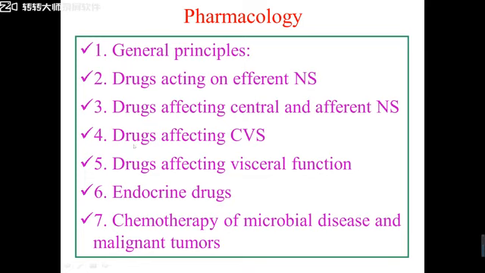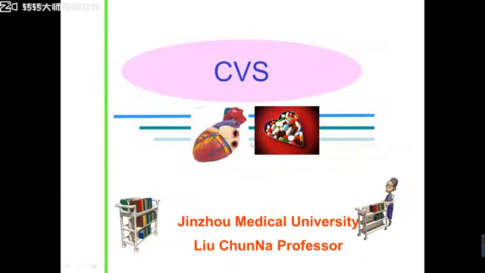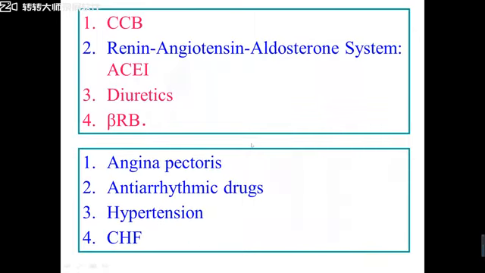The first part is drugs affecting the cardiovascular system. In the cardiovascular system, it is very easy. We will use and study 4 basic agents. The first kind is CCB, calcium channel blockers. Later in this class, we will study CCB, calcium channel blockers, pharmacological effects, clinical uses, and adverse reactions.